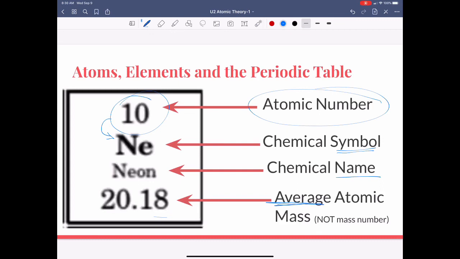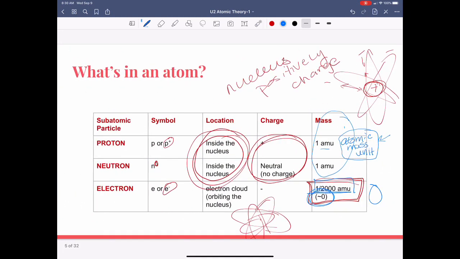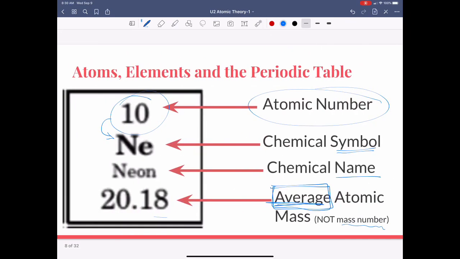It is not your mass number. It is the average. All right, so we're going to talk about mass number here in a second, but this is the average mass. All right, so I know that my mass comes from protons and neutrons, right? If we look back, it came from protons and neutrons, and they both had a mass of what? 1. I don't see any decimals here, right? So how in the world did I get 20.18?